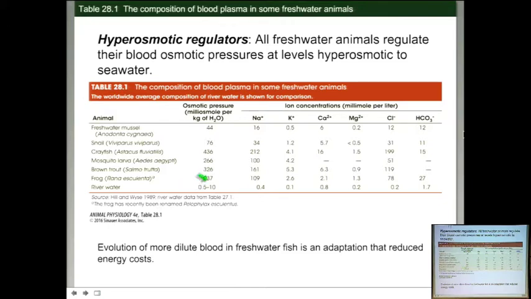So freshwater animals have a lot more osmotic pressure than their environmental water, and a lot higher ions than their environmental water. Evolution of more dilute blood in the freshwater fish is an adaptation to reduce energy costs. So I had just told you that the osmotic pressure of freshwater fish is less than the osmotic pressure of marine animals. And so it appears that evolving a more dilute blood, or allowing a more dilute blood in freshwater fish, means that the organism has to expend less energy to maintain those gradients.